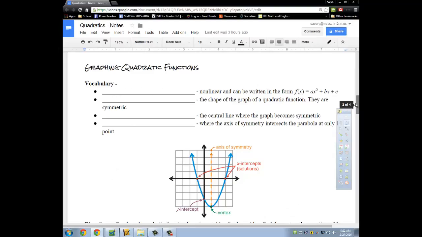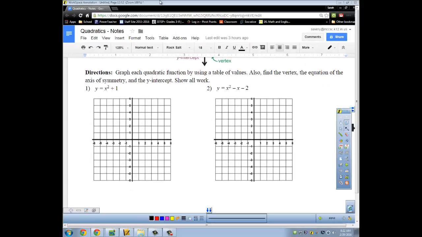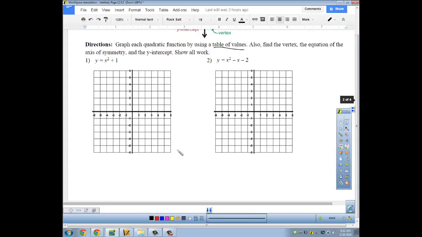So we're going to do some different things with this. First, we're going to graph a couple of quadratic functions by using a table of values. We've done this before. We make a table for x and y. My pen is not working. Okay, so x, y. Normally I just have you do -1, 0, 1. This time, I want you to go -2, -1, 0, 1, 2. So use 5 points this time, just because there's more going on with this graph.